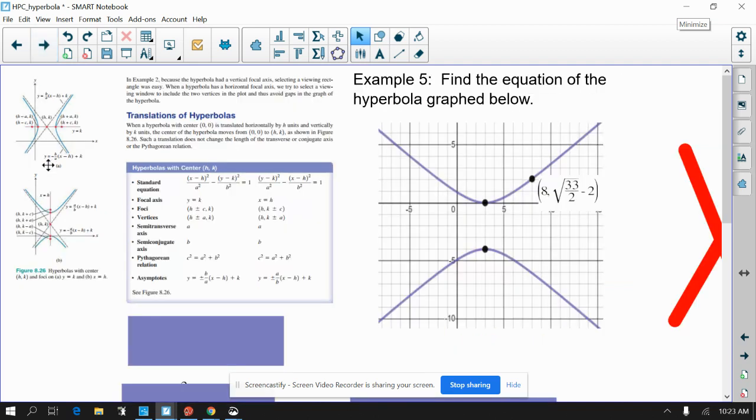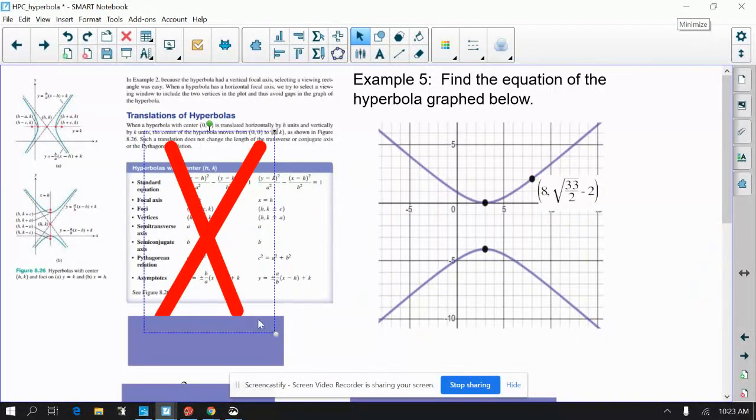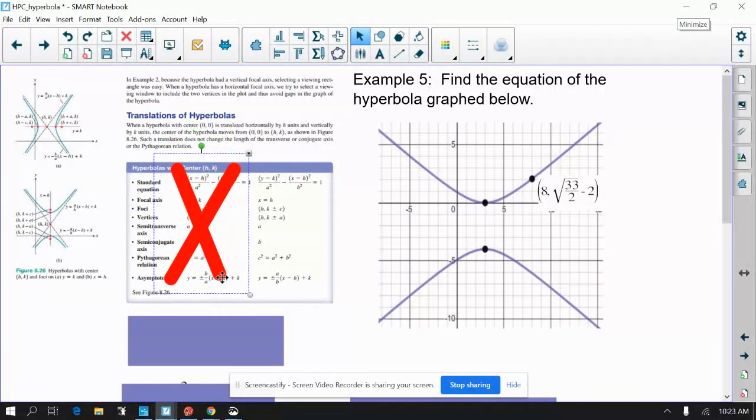So here's our last video on hyperbolas, minus any problems that we have on quizzes or homework or anything. So two more examples to go. I want to find the equation of this hyperbola. Well, right away, it's facing up and down. So I know I'm using the right portion of my little roadmap here. It's facing up and down.